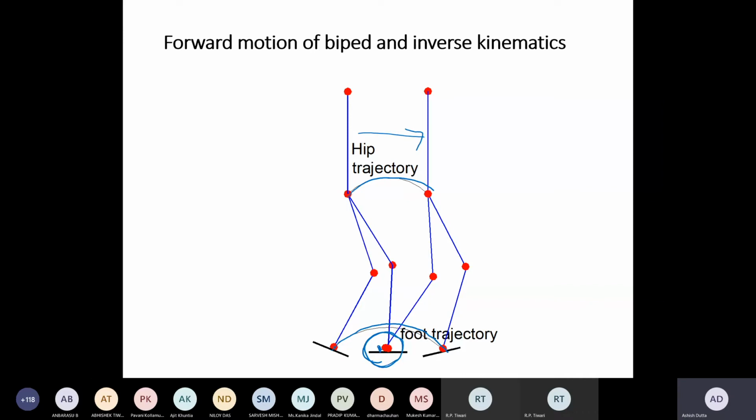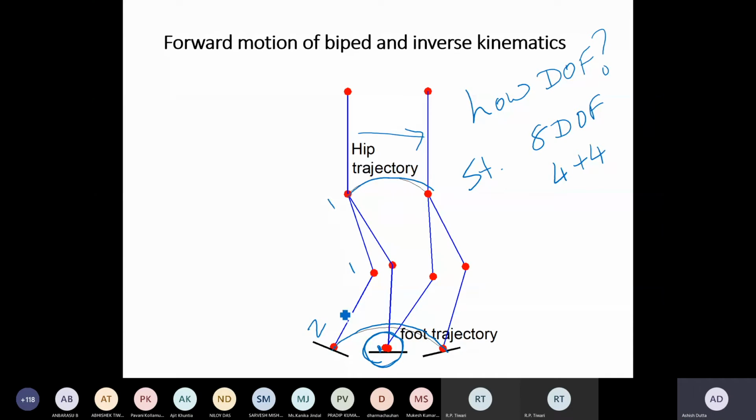Now, in terms of robotics, the question comes, how many degrees of freedom? If I were to ask how many degrees of freedom you need for walking, I'm not sure what your answer is, but if you think about it, to walk straight, only to walk straight, not to turn, you need 8 degrees of freedom. That means 4 plus 4. What are the 4? There are 2 degrees of freedom in the ankle, 1 here and 1 here. So there are 4 per leg. So there are 8. This will allow you to only walk straight, no turning.